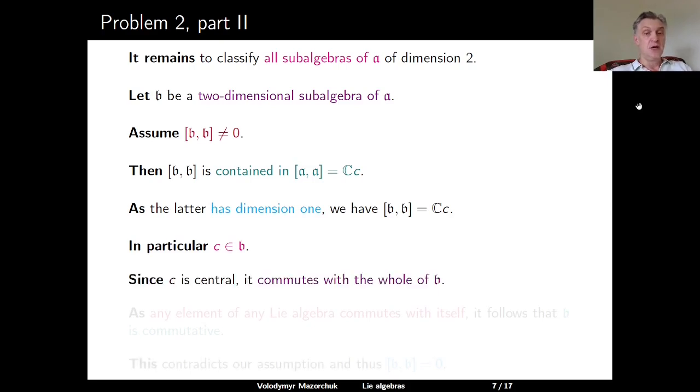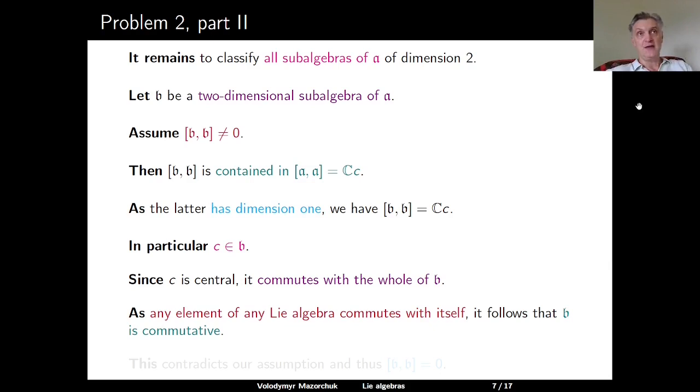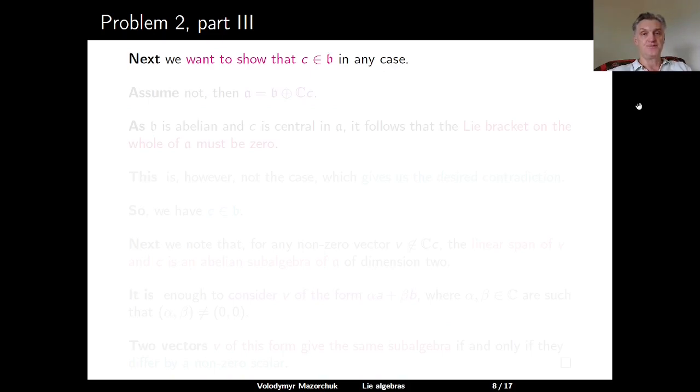But C is central, so it commutes with the whole of B. And as any element of the Lie algebra commutes with itself, it follows that B must be commutative. So B has dimension 2, it contains C and something else. C is central, and so any linear combination of something else with the central element commutes with everything. So this contradicts our assumption that the Lie bracket of B with itself is non-zero. So this assumption is false, which means that the Lie bracket of B with itself is 0. So B is indeed a commutative subalgebra.